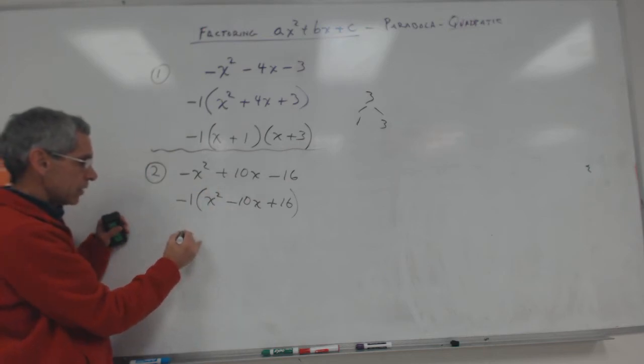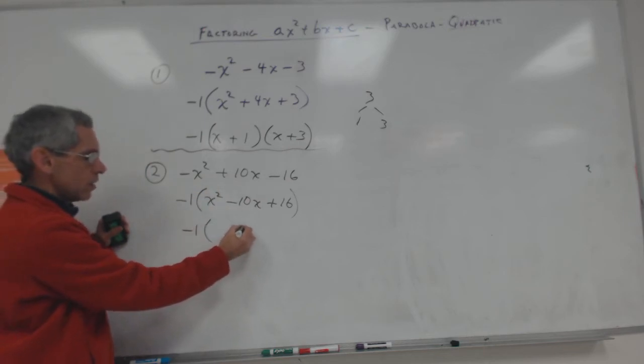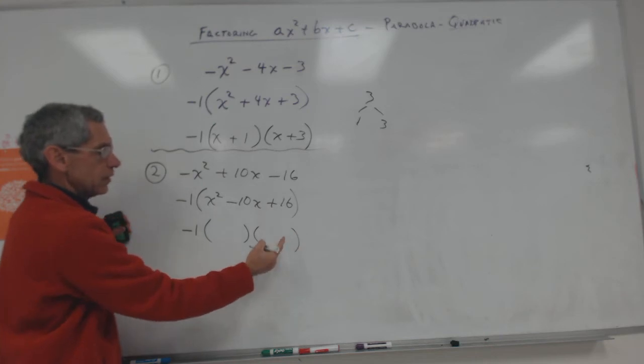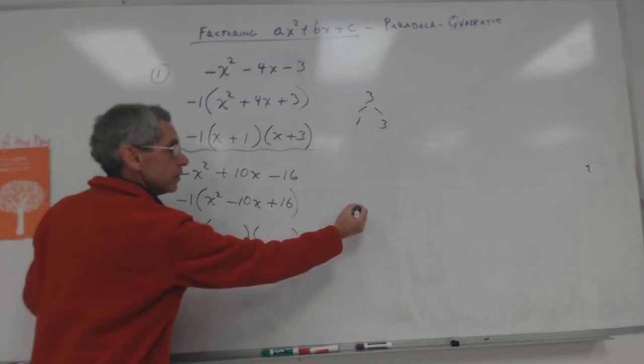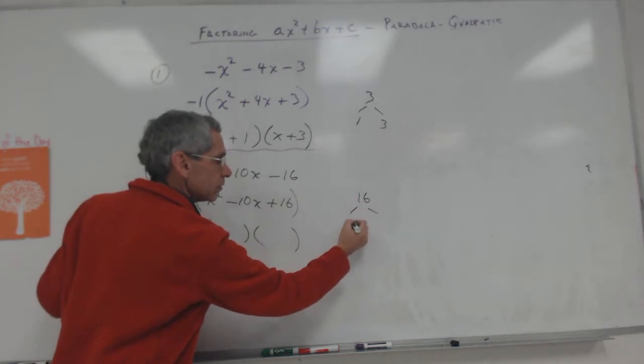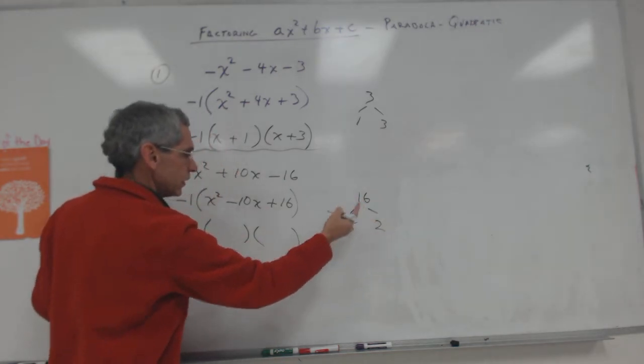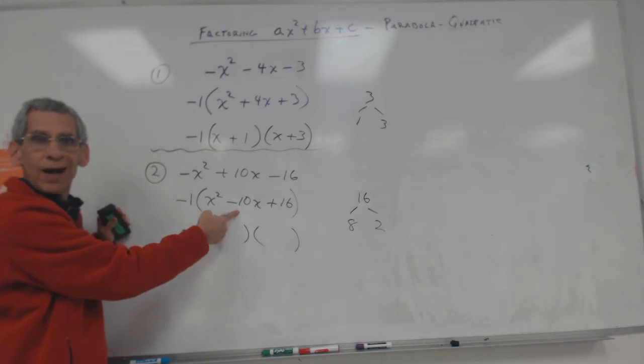So now I'm just going to keep that negative 1 and try to factor this quadratic trinomial. Somebody says 8 and 2. Meaning 16: 8 times 2 is 16, and 8 plus 2 is positive 10.